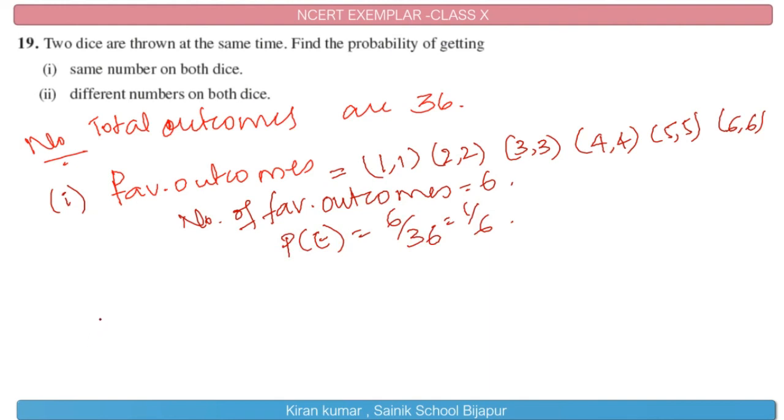Getting different numbers is exactly the complementary event. So the probability of getting different numbers will be 1 minus 1 by 6. This will be 5 by 6.